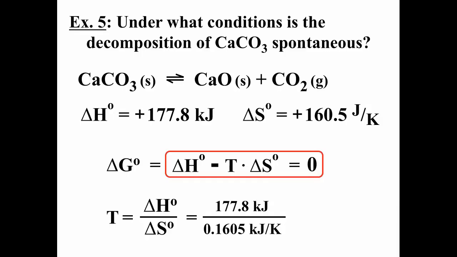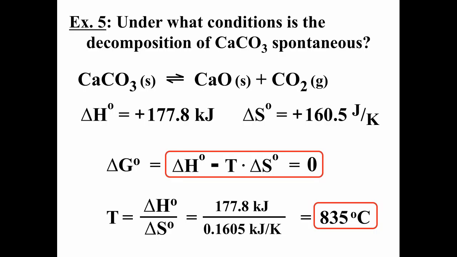Delta H is 177.8 kilojoules. Delta S, let's convert that to kilojoules per Kelvin, so the units cancel. So it's 0.1605 kilojoules per Kelvin. And that works out to be 1108 Kelvin. Now, if we want to make this degrees Celsius, because we had done our previous temperatures in Celsius, that's 835 degrees Celsius. So that's the temperature at which this reaction changes from being spontaneous to not spontaneous, or not spontaneous to spontaneous, depending on which direction you are going.